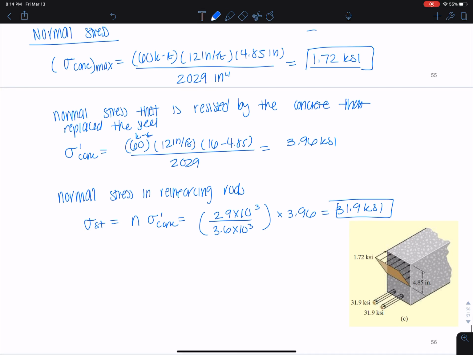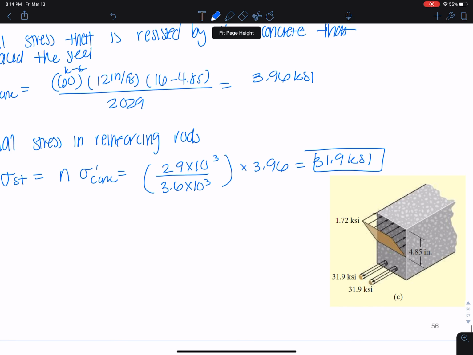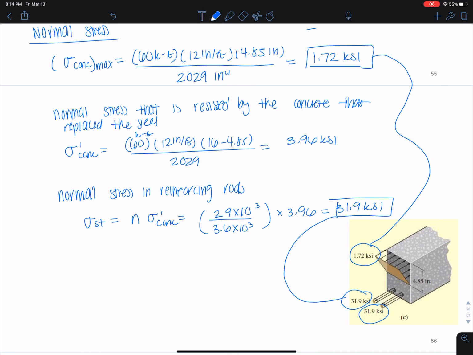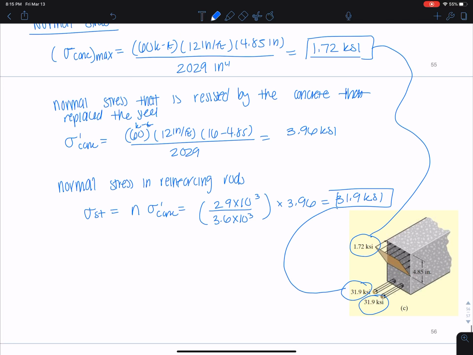Okay, and this graph shows the normal stress right here. This is a graphical picture. So we have the 1.72, which is the normal stress of the concrete, and the 31.9, which is the normal stress of each of the steel rebar that we added. Okay, so this concludes topic 5, which is all about bending, and the next video is going to be topic 6, which is transverse shear.